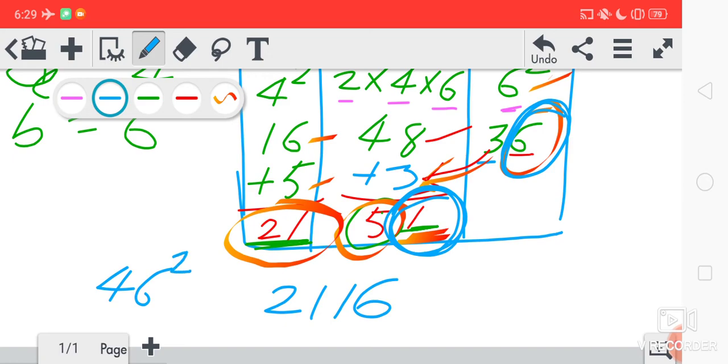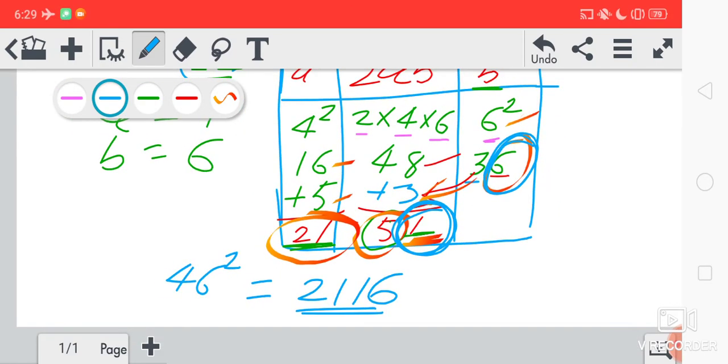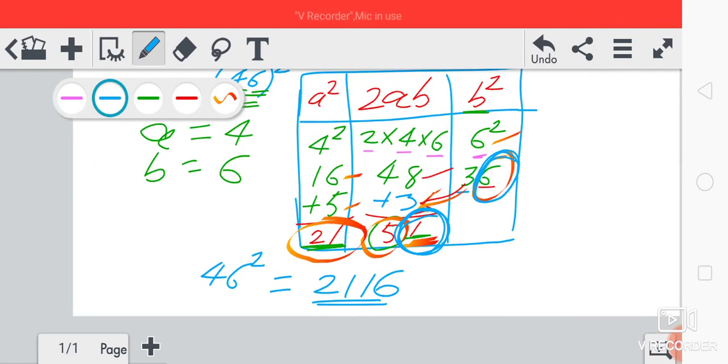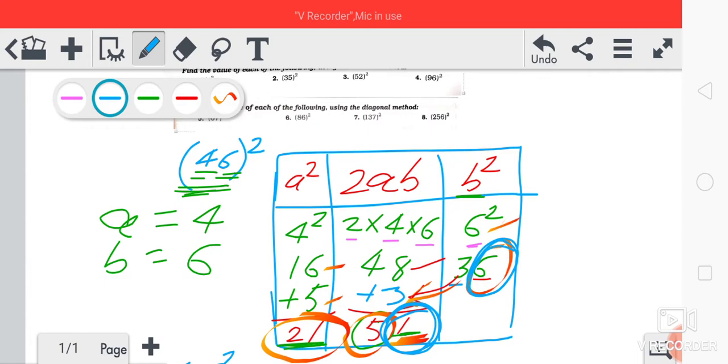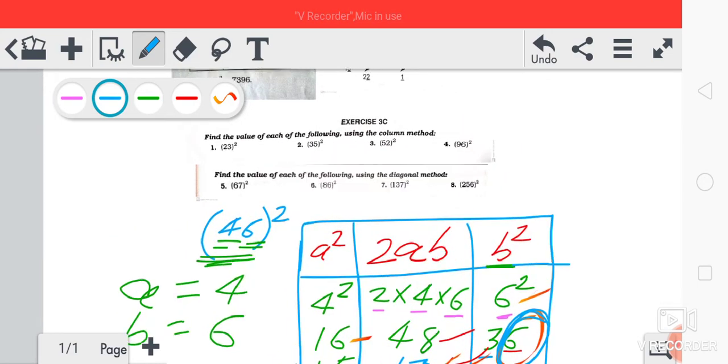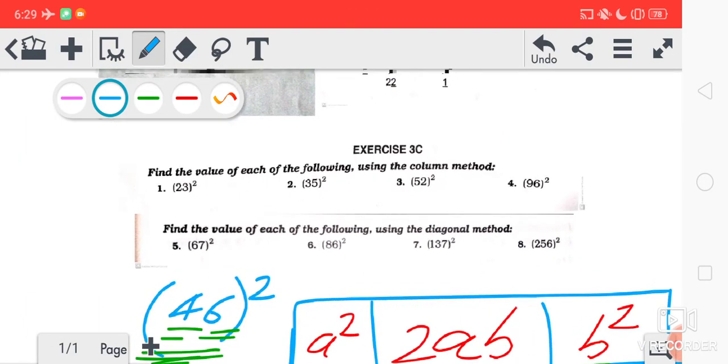46 square is equal to how much? 2116. Okay, so this is the method. Once again, I'll discuss with your question only. Question from your book. What is your question?